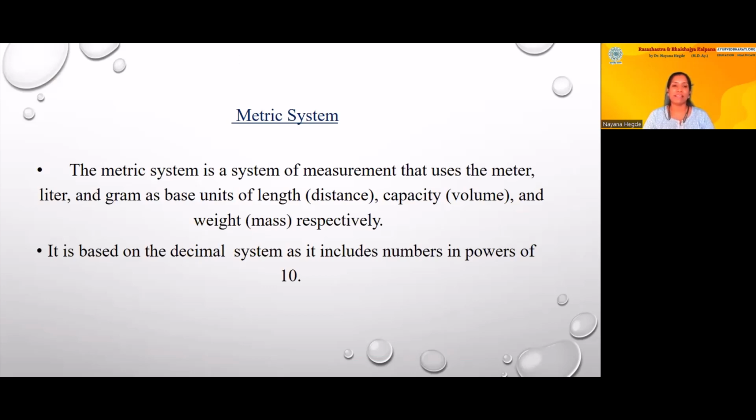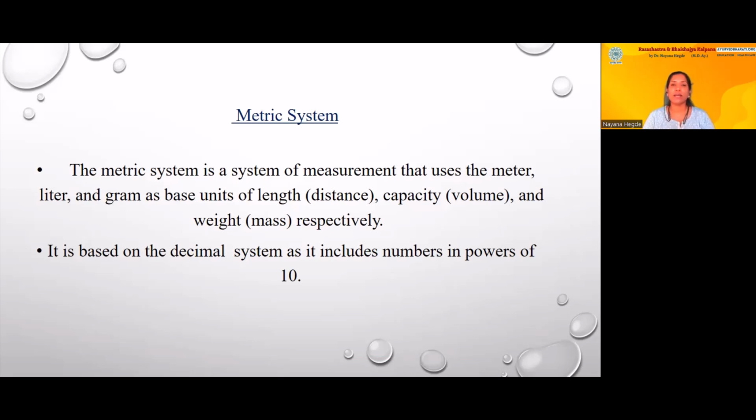Next one is the metric system. Metric system is a system of measurement which uses meter, liter, gram as the base units of length, capacity, and weight respectively. Commonly, to express the distance, we use meter. To express the capacity of the liquid, we use liter. For the weight of the substance, we use gram.